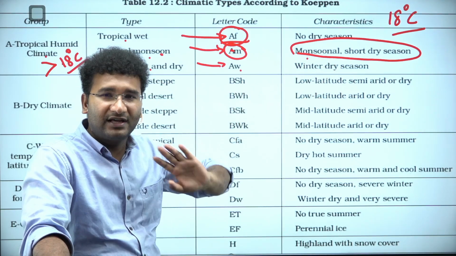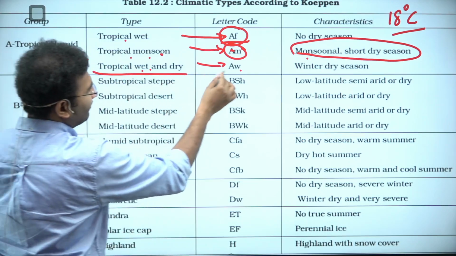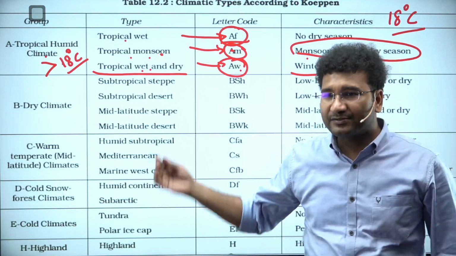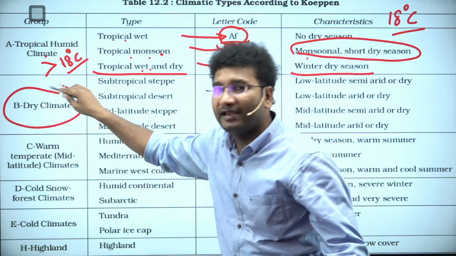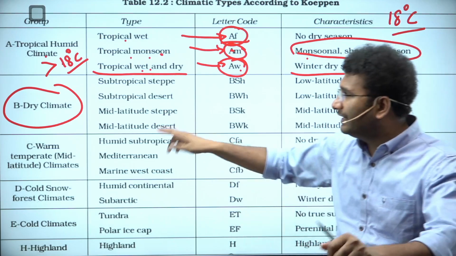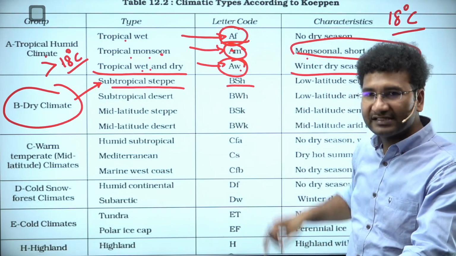Rest of the season it will have rainfall, right? Likewise, tropical wet and dry type of climate, Aw type of climate, winter dry. In this manner, he went into B type and he divided the B types into further different types. B type can be further divided into subtropical steppe, which he says is BSh.